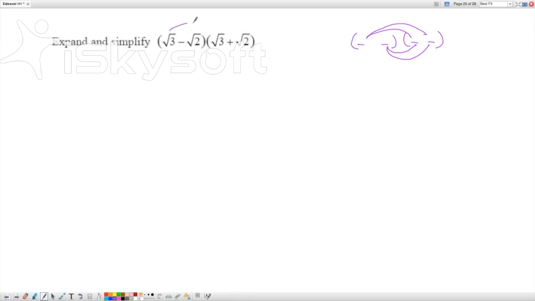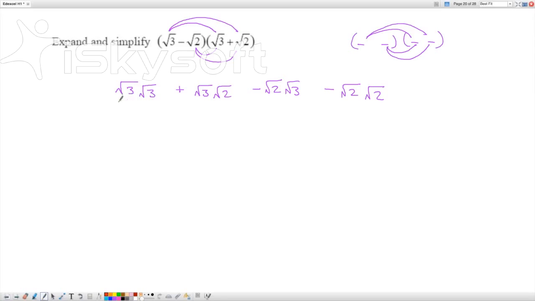So first we're going to take root 3 times root 3. Next, root 3 times root 2. So we simply put these together, root 3 times root 2. Then we take minus root 2, root 3, the negative in front here is important, and then here at the end, negative root 2 times root 2.